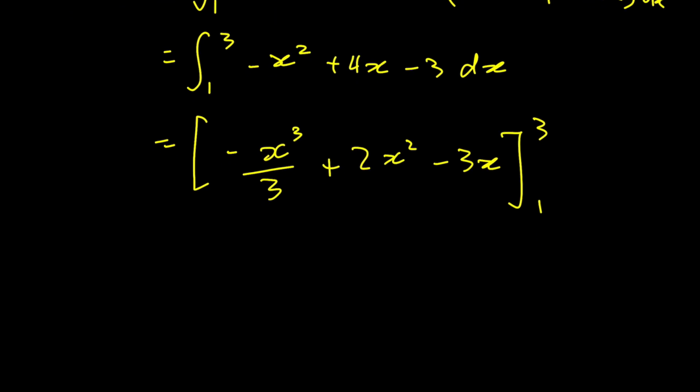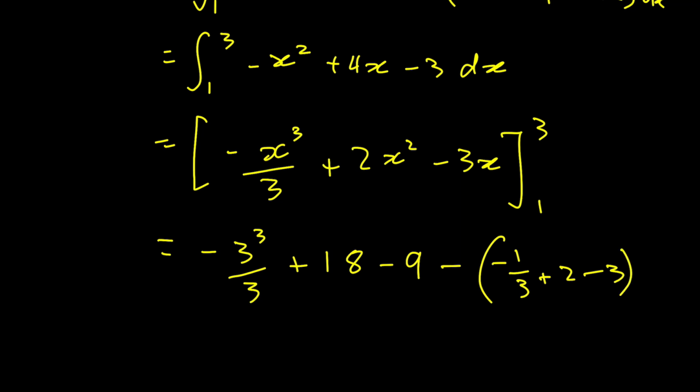Okay, so now, substituting in 3, we get negative 3 cubed over 3, plus, now 3 squared is 9, and 9 times 2 is 18, so that's going to be plus 18. The negative 3 times 3 is going to be equal to negative 9. Okay, now we subtract when we substitute in 1, so it's minus 1 over 3 plus 2 minus 3. Now this can simplify to simply negative 3 squared, which is negative 9. Now we have negative 9 minus 9, which becomes minus 18. And minus 18 plus 18 becomes 0. So we get rid of that.